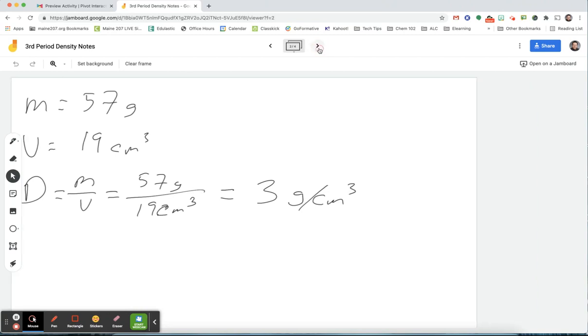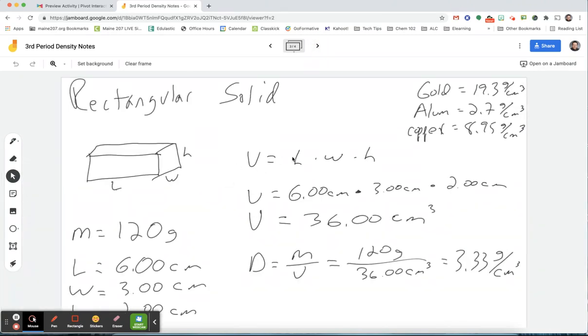Now, what you are going to be doing more often than not is using some measurements, and from those measurements, ultimately getting density. Let's say we had this rectangular block that I have drawn so very well. It has a mass of 120 grams. It has a length of 6 centimeters, a width of 3 centimeters, and a height of 2 centimeters. I picked those numbers to make it easy. This is the raw data.